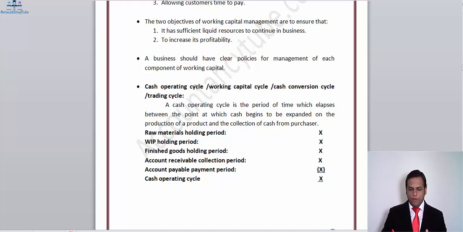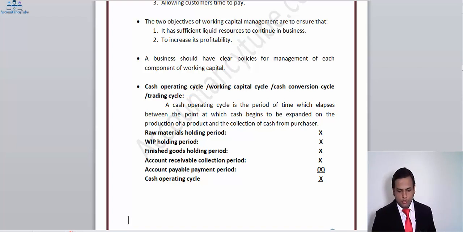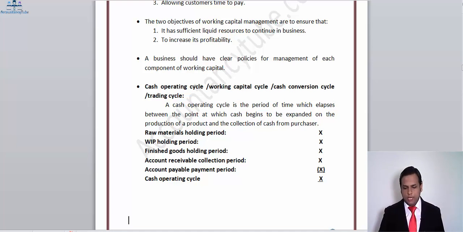If you look at the performer over here, that's how we will be computing the cycle of a working capital. That is raw material holding period, work in progress holding period, finished good holding period. Now these three combined can be called the inventory period. Then we've got the accounts receivables collection period, the time it takes for the receivables to pay the business, and then the accounts payable payment period, the time it takes for the business to pay its suppliers.